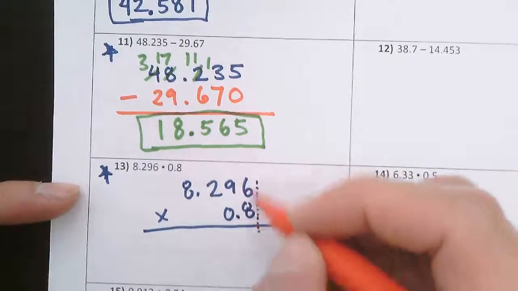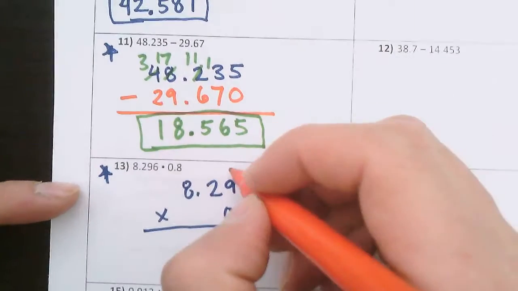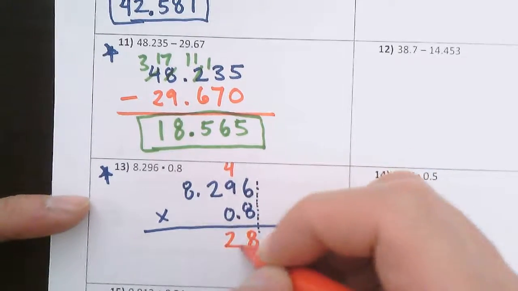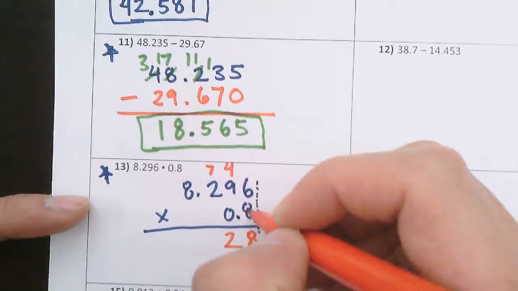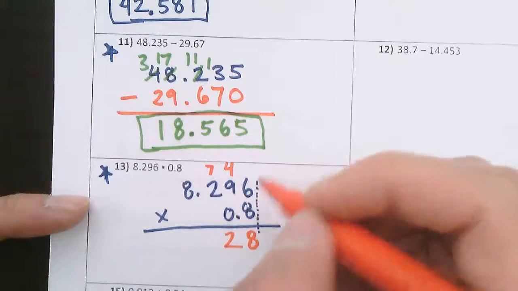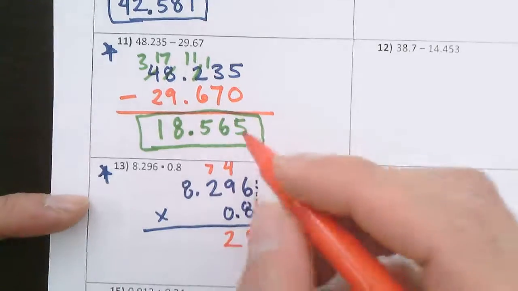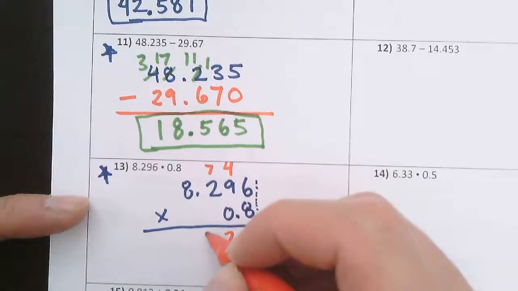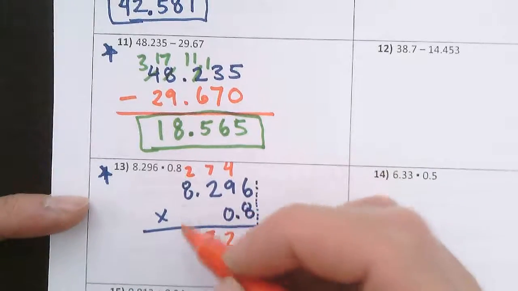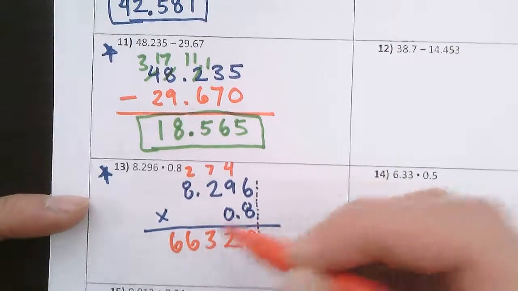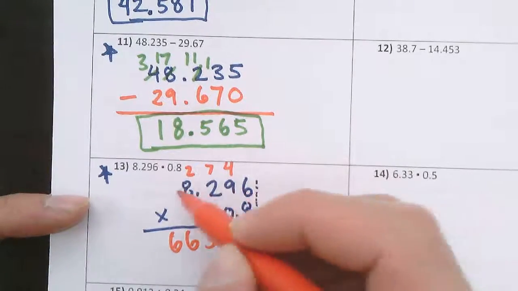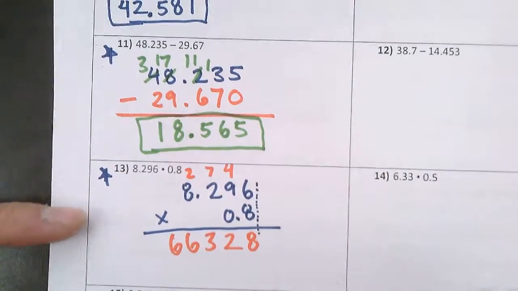8 times 6 is 48. We'll carry the 4 over here. 8 times 9 is 72. Put a 2 here, carry the 7 over here. 8 times 2 is 16 plus the 7. 16 plus 7 is 23. Put a 3 here, carry the 2 over there. 8 times 8 is 64 plus 2, which is 66. 0 times all of these would just be 0, so I don't have to add that in.